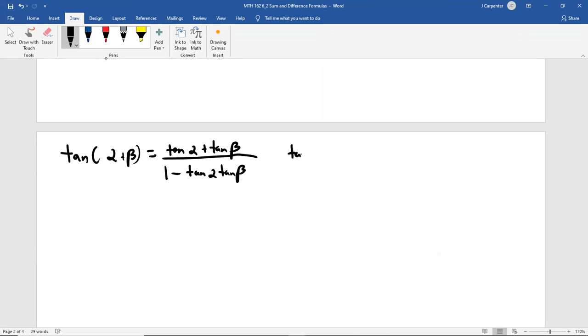Whereas the tangent of alpha minus beta, again, no 2's, goes, I bet you're not surprised, tan alpha minus tan beta over 1 plus tan alpha tan beta. That's literally the same, except the plus in the top and the minus in the bottom flip-flop to a minus in the top and a plus in the bottom.